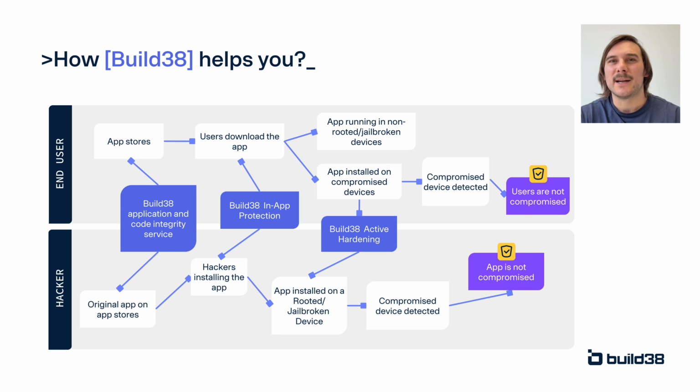If the app is running on a normal device, the user continues without any impact. But if the app is installed on a rooted or jailbroken device, the compromised environment is immediately detected. At that point, Build38 can apply active hardening and enforce security controls. This prevents the app from being manipulated even if an attacker tries to run it in a compromised environment. As a result, the user is protected and the app itself is not compromised.